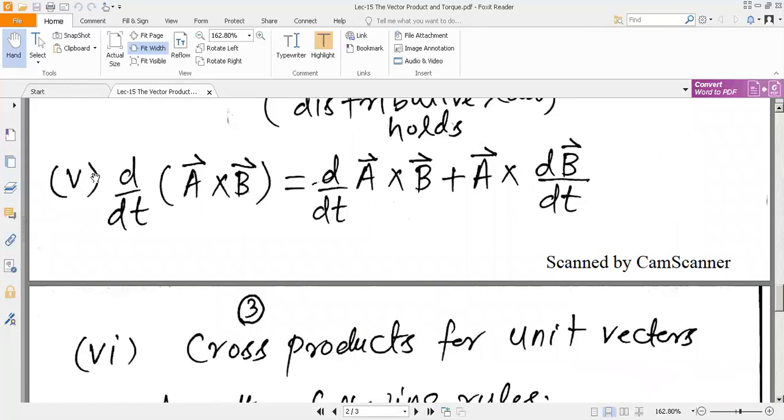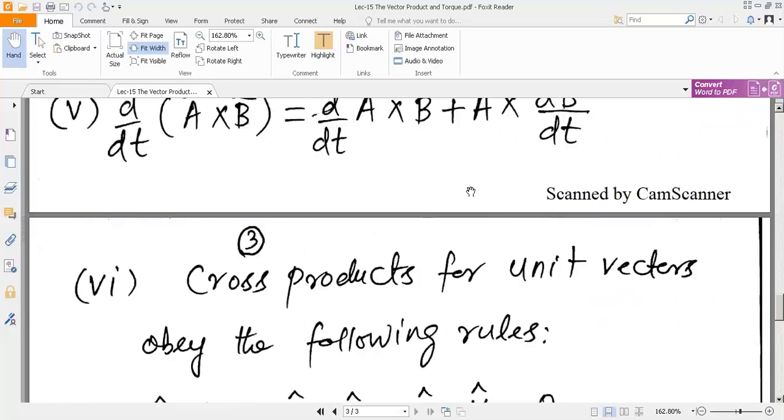The fifth characteristic of the cross product is that the time derivative of the cross product of two vectors A and B can be expressed as d over dt. A means the time derivative of the first vector cross the second vector plus the first vector cross the time derivative of the second vector.